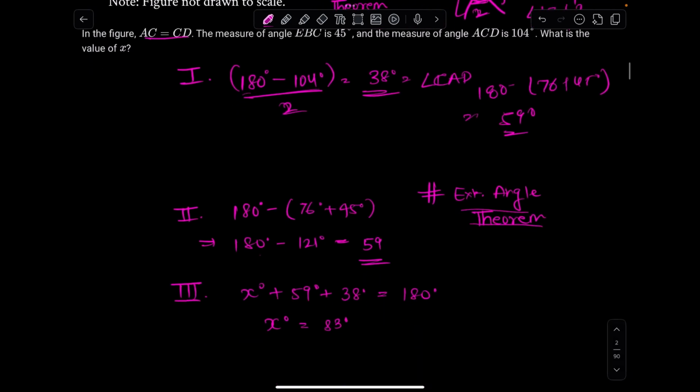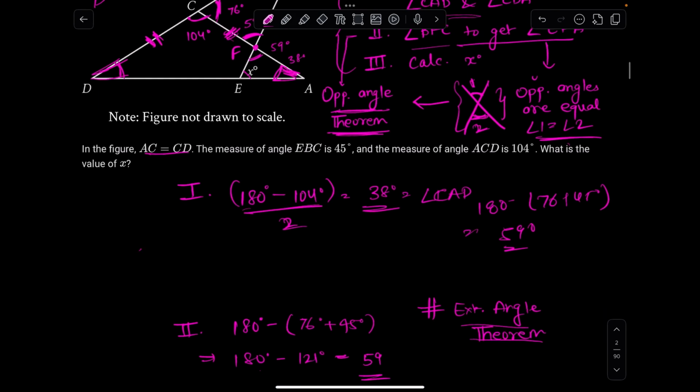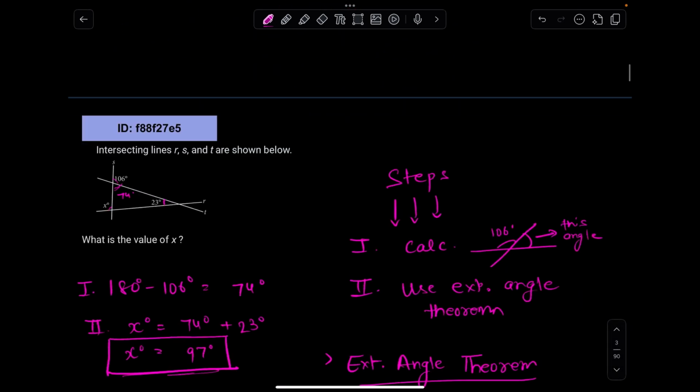Now in this triangle right here, triangle EFA, we have got x degrees, 59 degrees, and 38 degrees. So the sum of all angles is going to be 180, and therefore x is going to be 83 degrees. Moving on.